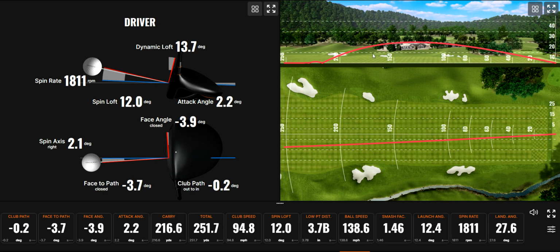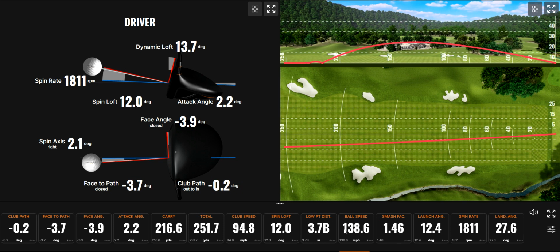We've got a ball flight on the right hand side here. Left hand side is a wee snapshot of what's happening at impact. And down here, well, a whole host of stuff. So this particular shot, just using this as an example, carried 216 yards, rolled out to 251. So, variables that will go in here to allow us to max out what we've got.